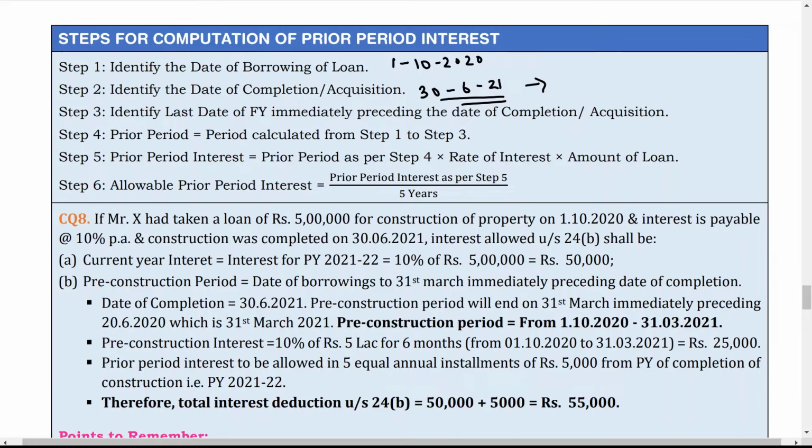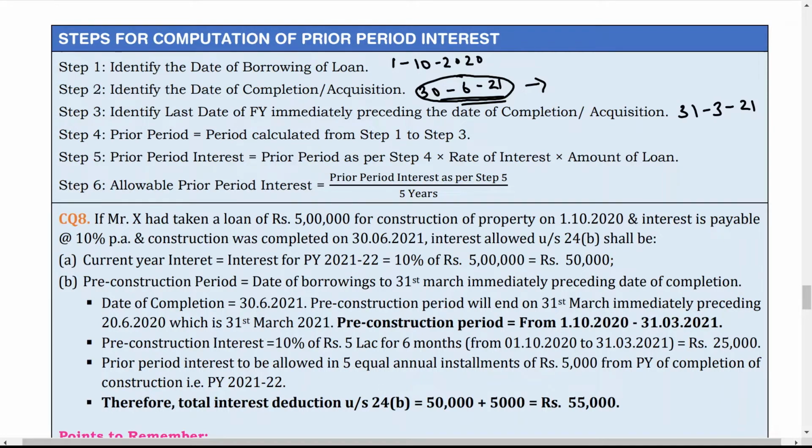So you have to go back, to the preceding previous year, and in that year find out when 31st March will come before this date. So 31st March 2021 will come. This is the answer of step number 3: identify the last date of the financial year immediately preceding the date of completion or acquisition. From this date you go back and find which 31st March comes exactly before it. So 31st March 2021.